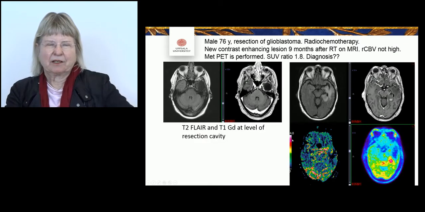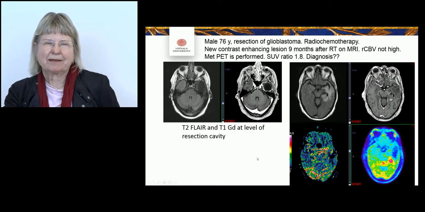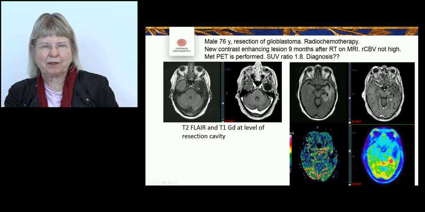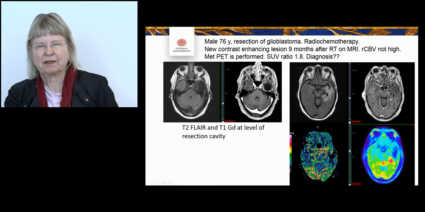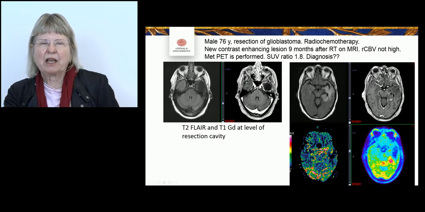My second and last example is a 76-year-old male who had surgery for a glioblastoma in the left temporal lobe. You see the postoperative cavity here on these slices without recurrence. These are just reactive changes. And 9 months after radiation treatment, there was on MRI a new contrast-enhancing lesion here in the medial temporal lobe, which was above the resection region. You also had signal changes on FLAIR.